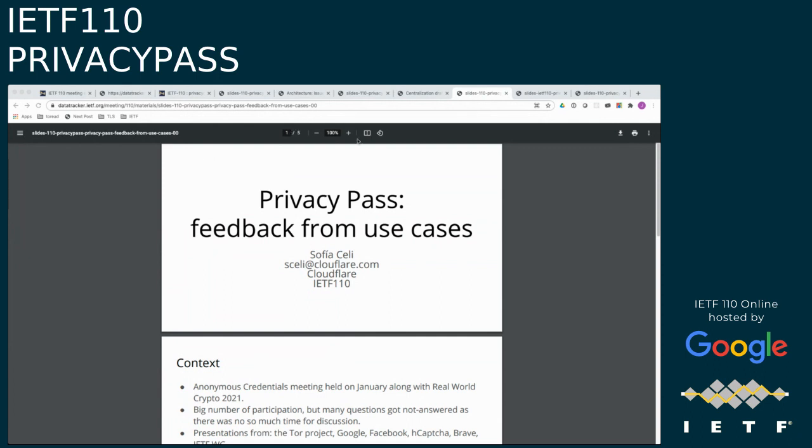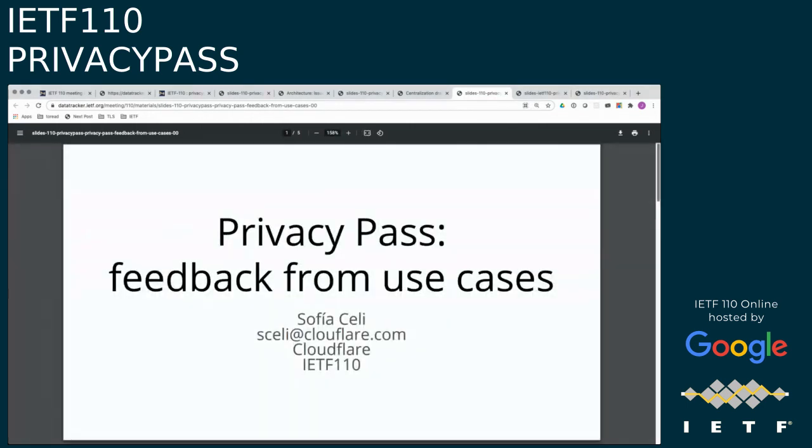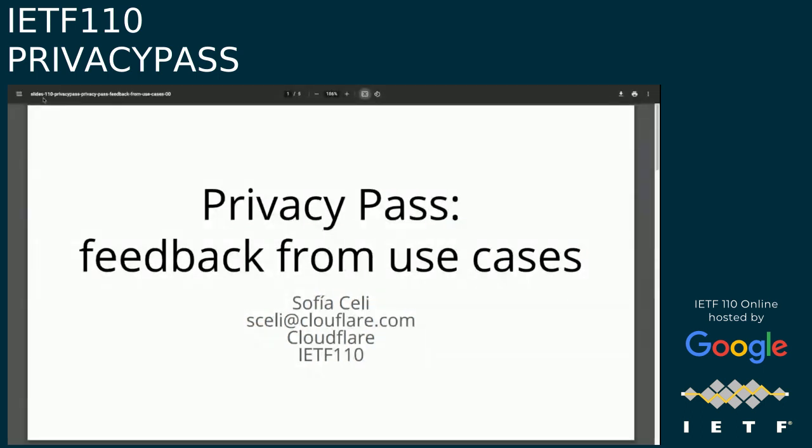Use cases next. Use case feedback. Yeah, that's me. Okay, thank you. My name is Sofia Selli. I'm from Cloudflare, and today I will be talking about a little bit of feedback from the use cases of PrivacyPass. Next slide, please.